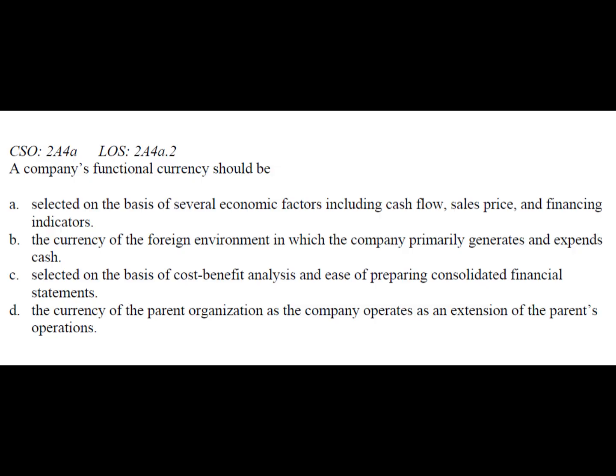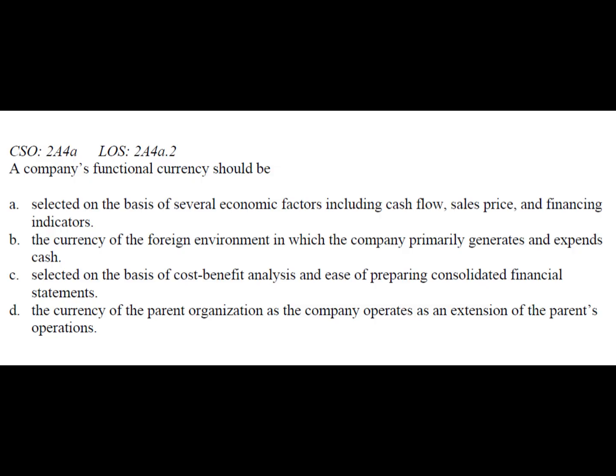When determining the functional currency, management considers multiple economic indicators, including the currency that primarily influences sales prices, the currency that primarily influences labor, material, and operating costs, the currency in which cash flows are generated and expended, the currency in which financing activities are conducted, and the degree of independence of the foreign operation from the parent company. No single factor automatically determines the functional currency. Instead, management evaluates all relevant economic factors together to identify the currency that best represents the entity's operating environment.